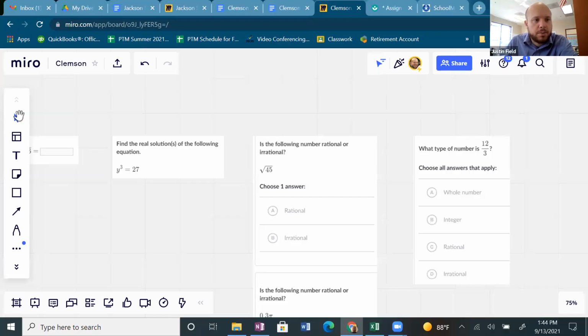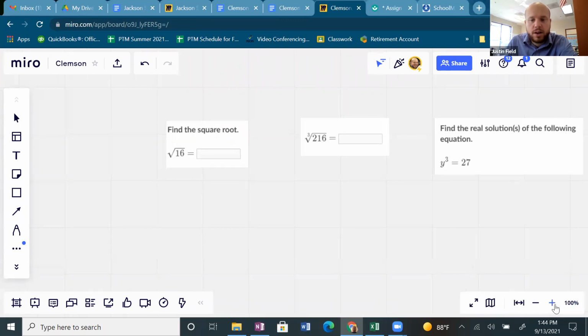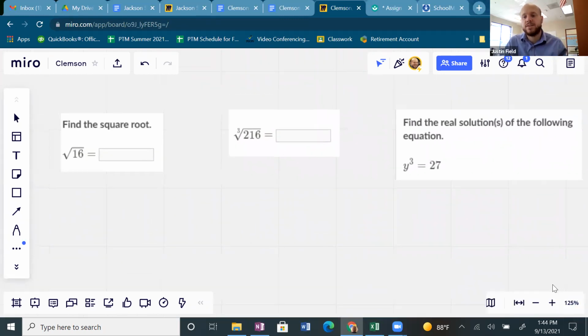Oh, right. So math 8, here we go. Week 2, we're gonna do some square roots, cube roots, classifying numbers.